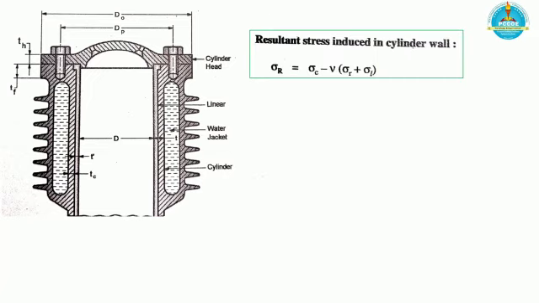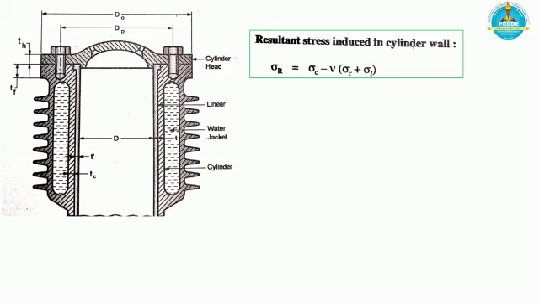Once the thickness of the cylinder wall is calculated, we also need to calculate the resultant stresses induced in the cylinder wall. Here you can see that the circumferential stress being the dominant stress, the resultant stress is given by sigma r is equal to sigma c minus Poisson's ratio multiplied by the summation of the radial stress and the longitudinal stress.